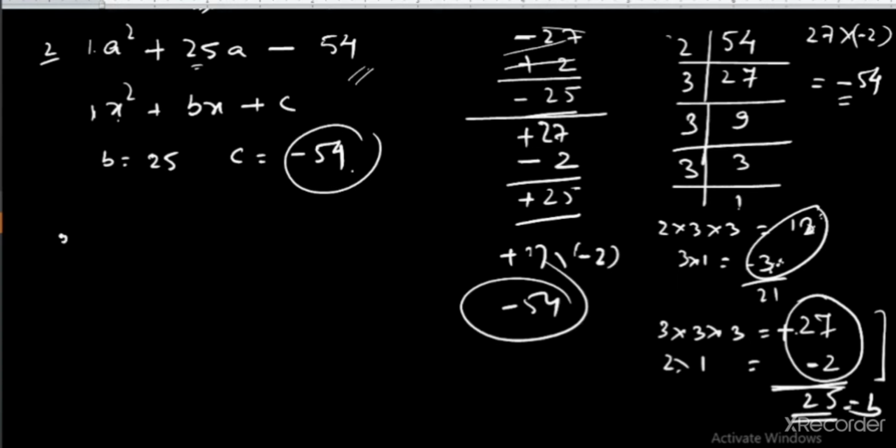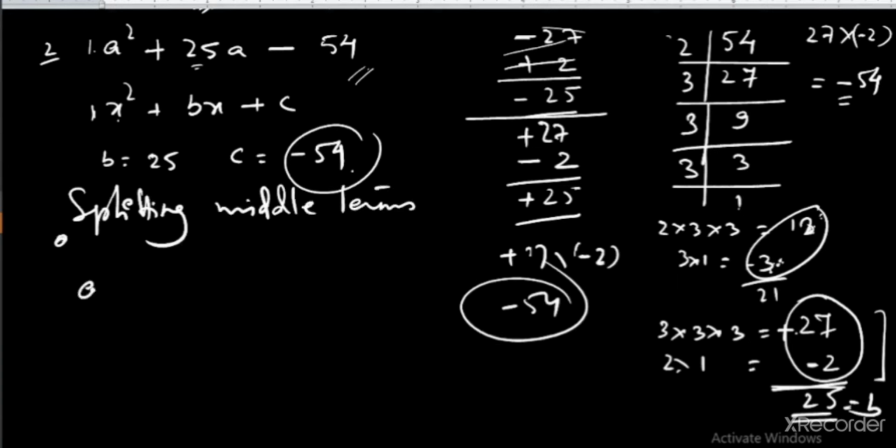We will write here splitting middle term. Okay, let me write only splitting middle term. What will you get? It is a squared plus. Now in place of 25a, you can write in this form, as I have done in the previous case, I have just taken 27 and here it will be minus 2. Please make it plus, and then a, and then minus 54.